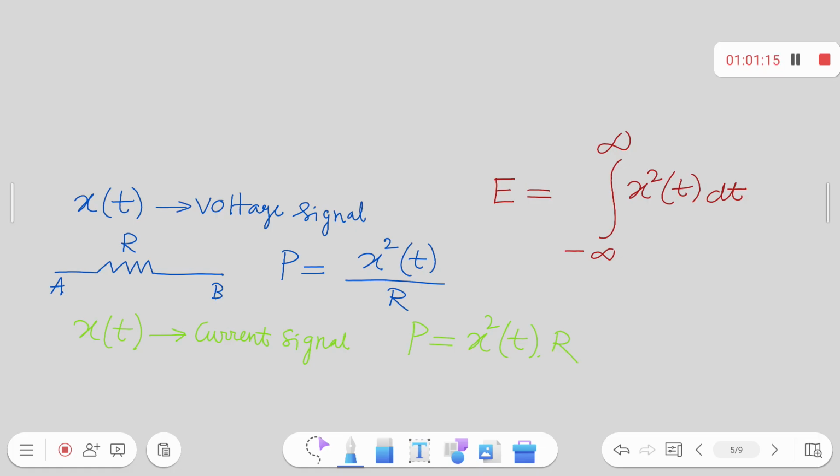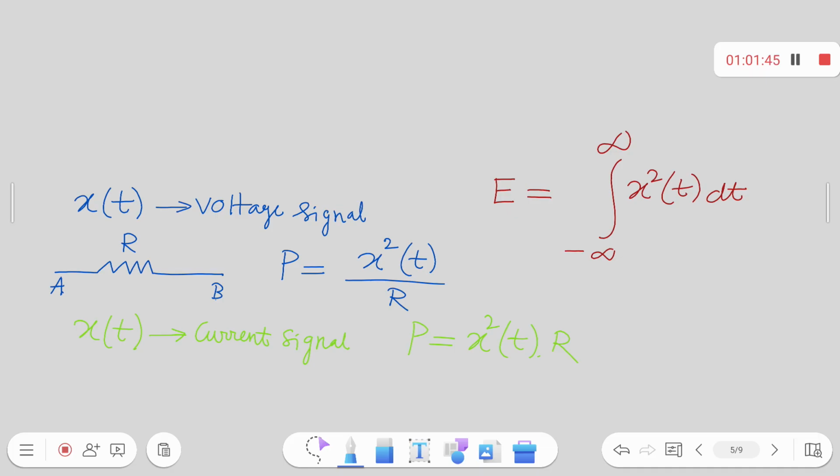If you integrate a sinusoidal signal, you square it and integrate it, then it will give you infinity, the value is equal to infinity. Then how can you define the energy content? So obviously for this kind of signal, which is defined for all time and is a periodic signal, you cannot define the energy content. For which there is another alternative definition, and that definition is known as the average power.